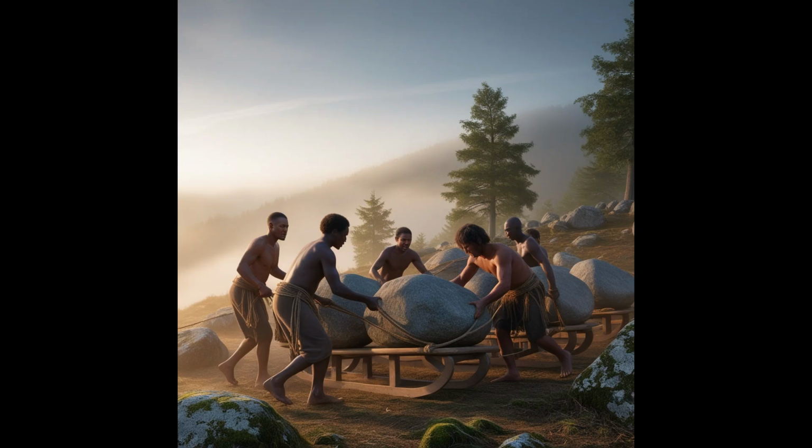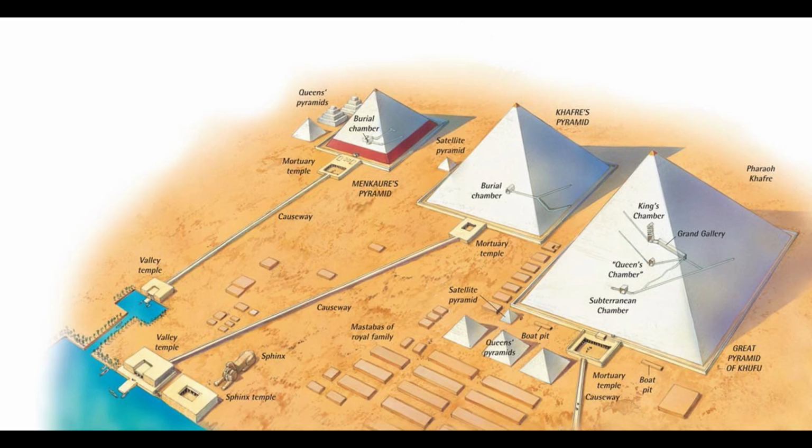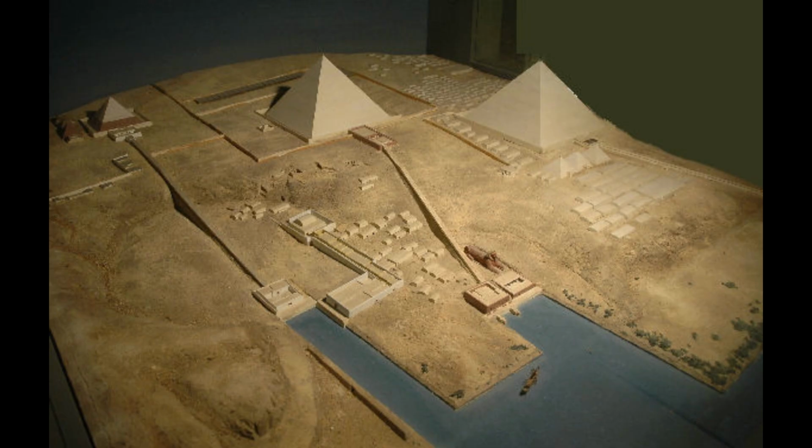Stones were likely transported using sleds, which were dragged over the ground. Recent evidence suggests that wetting the sand in front of the sleds reduced friction and made it easier to pull heavy loads. The Nile was also a vital transportation route. Stones were floated on large wooden boats during the flood season.